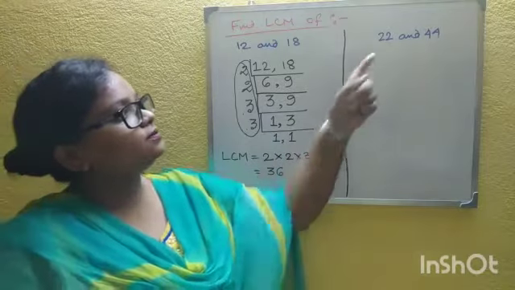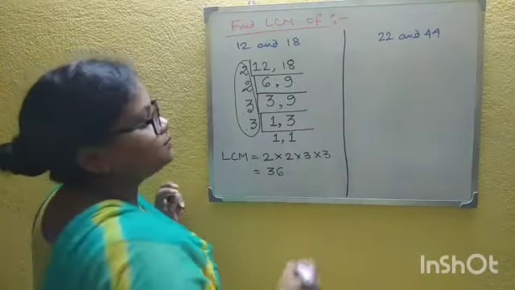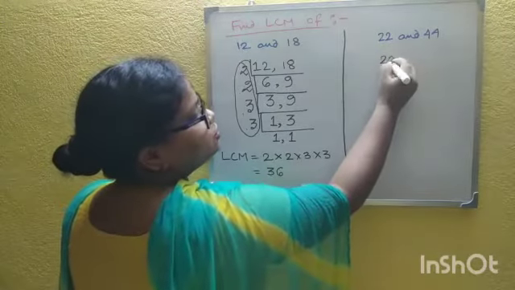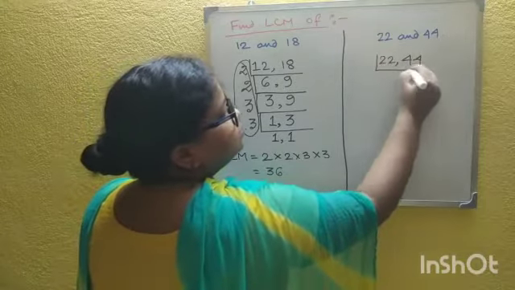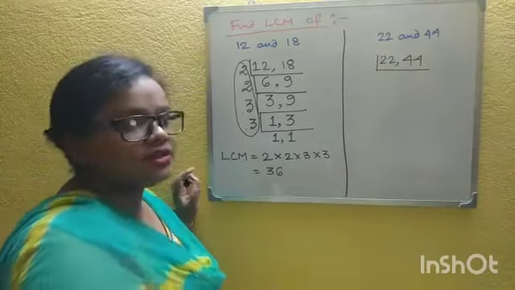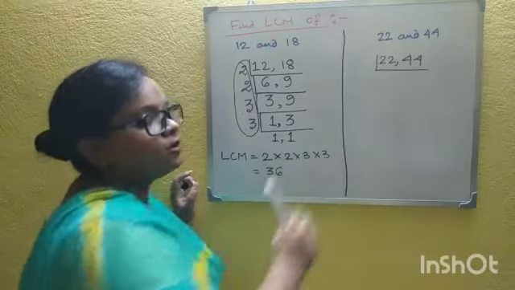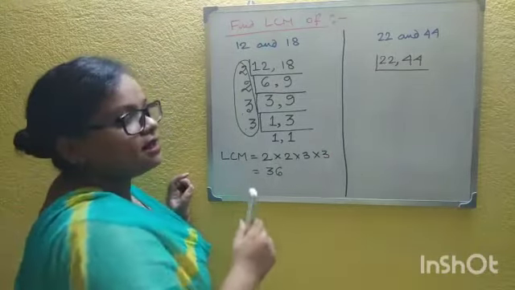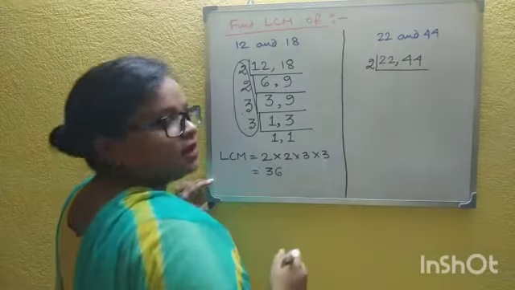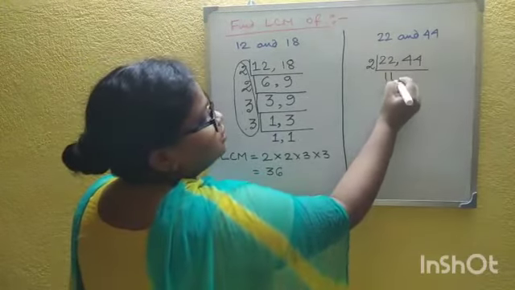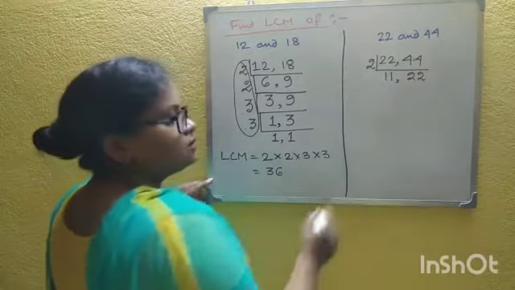Now do another example. 22 and 44. Again we will write these two in a row. Now, consider the lowest prime number, that is 2. Now, 22 and 44 both are divisible by 2 as they are even numbers. So, we will write 2 here. We know 11 2s are 22 and 22 2s are 44.